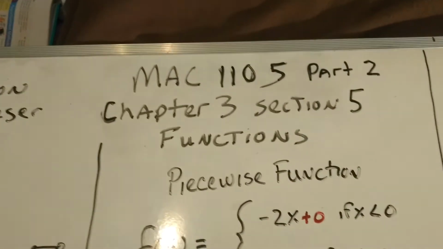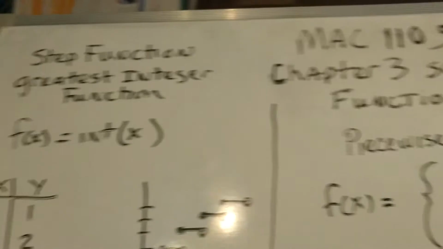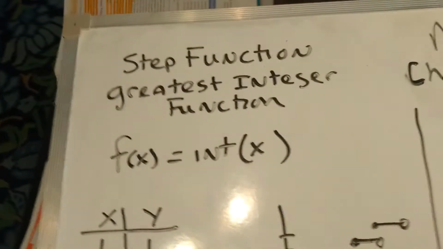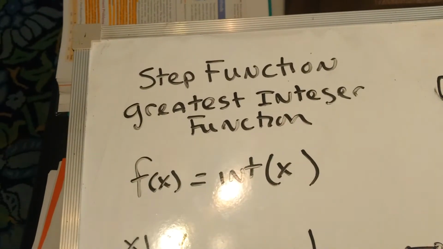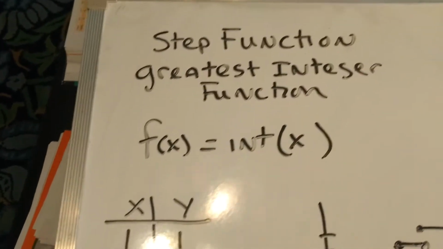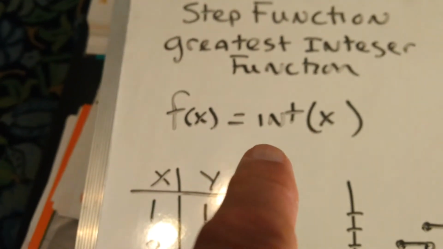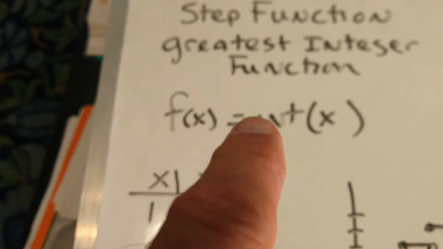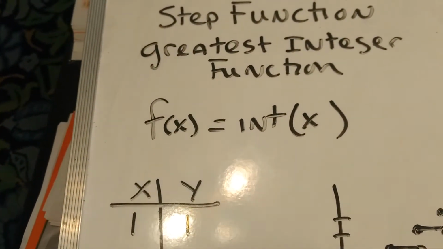MAC 1105, Chapter 3, Section 5, Part 2 on functions. The first thing it talks about towards the end of the section is step functions, or some textbooks will call them greatest integer functions. They're denoted by this int x, meaning greatest integer. Some of the old textbooks use double brackets, but it's the same thing.